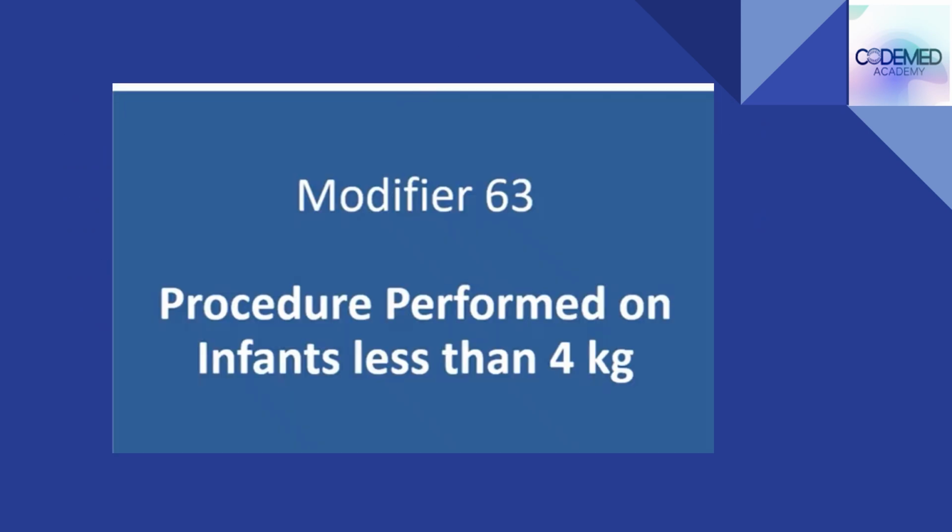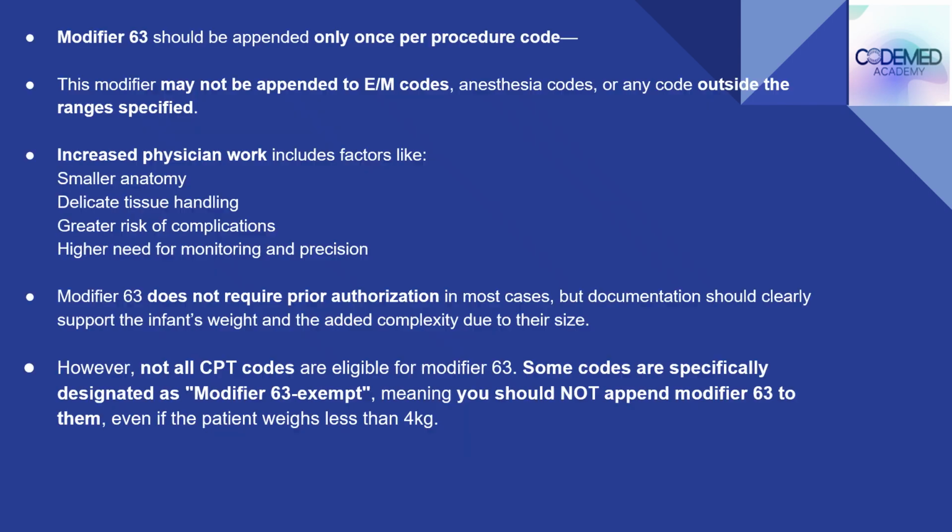Modifier 63, procedure performed on the infant less than 4 kg. Every word is very important. So let us understand modifier 63. It should be appended only once per procedure code. This modifier may not be appended to E/M code, anesthesia code, or any code outside the range specified. It basically says that there is an increased physician work because of the smaller anatomy, delicate tissue handling, greater risk of complication, and higher need for monitoring and precision.